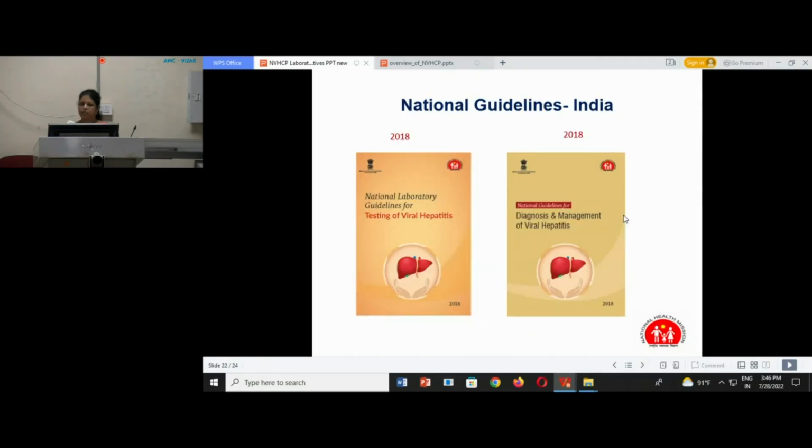For further references, two books are available. In India, there is the National Laboratory Guidelines for Testing of Viral Hepatitis, and the other book is about diagnosis and management of viral hepatitis.